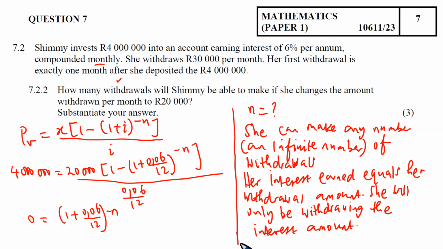Okay, right. I mean, you want to solve for n and you get to this point. So the conclusion we make here is that she can make any number, which is basically an infinite number of withdrawals. Her interest equals her withdrawal amount. Okay, she will only be withdrawing the interest amount. Right, so just note that one there.